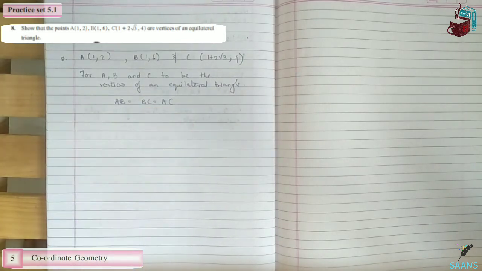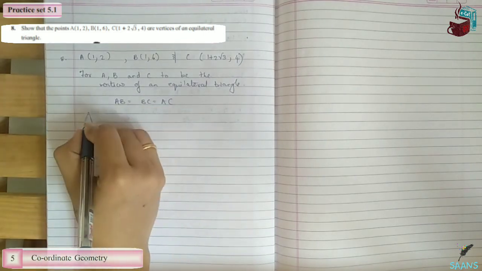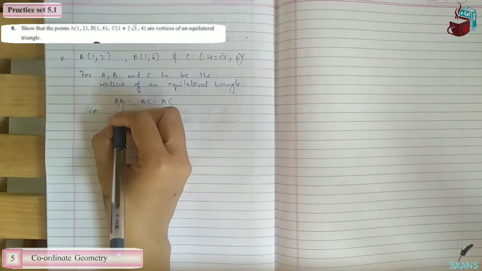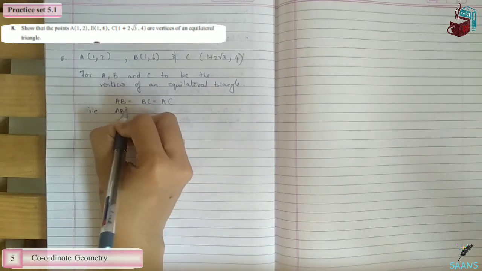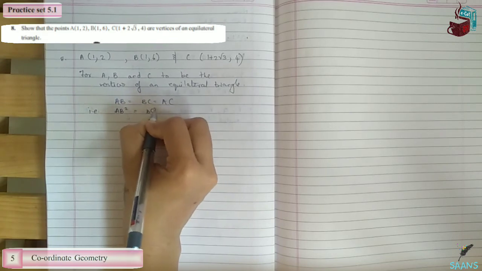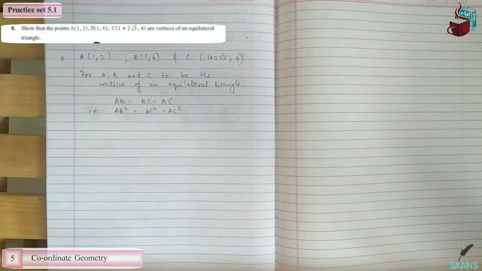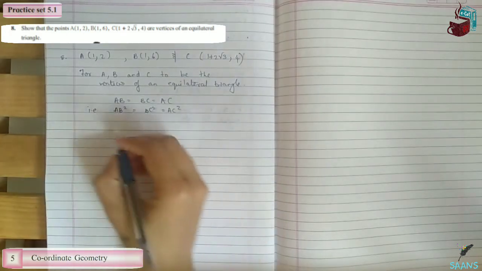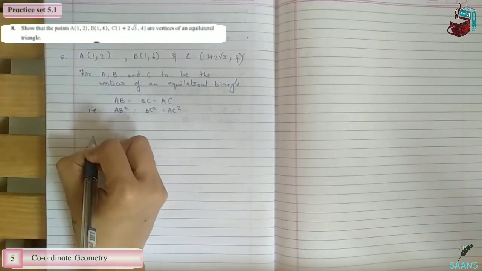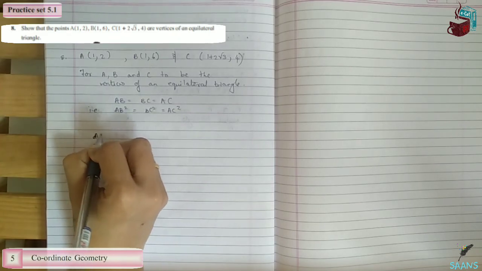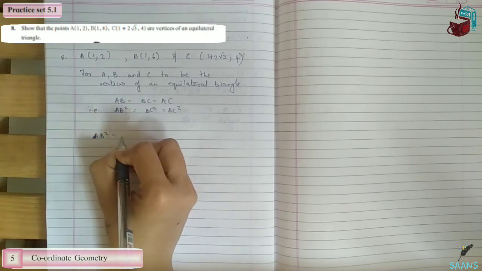So first we will square it now only and keep it so that the square root problem is not there. AB square is equal to BC square is equal to AC square. Just find AB, BC and AC separately and you all will be done. So first we'll find AB square. So that is by distance formula.